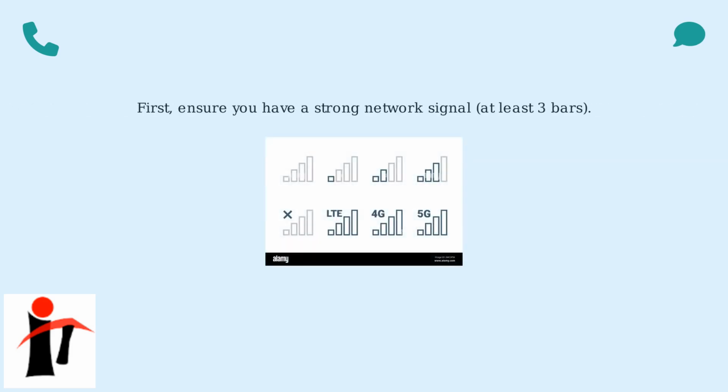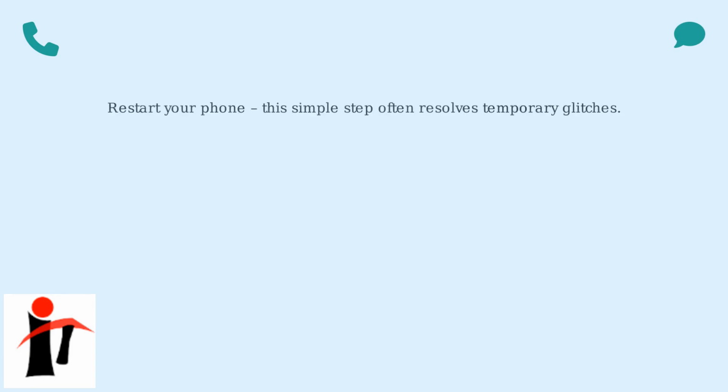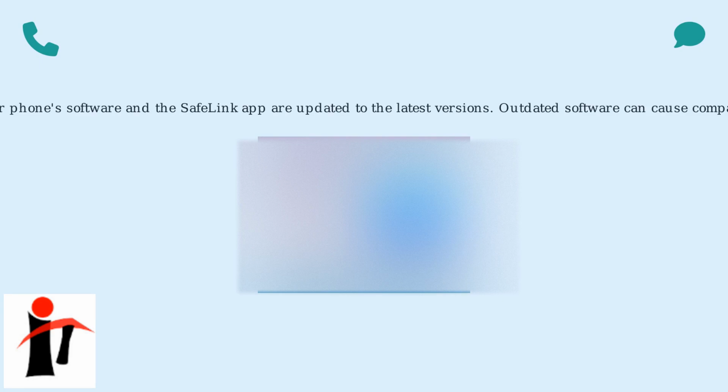First, ensure you have a strong network signal, at least 3 bars. Restart your phone. This simple step often resolves temporary glitches. Check that your phone's software and the SafeLink app are updated to the latest versions. Outdated software can cause compatibility issues.